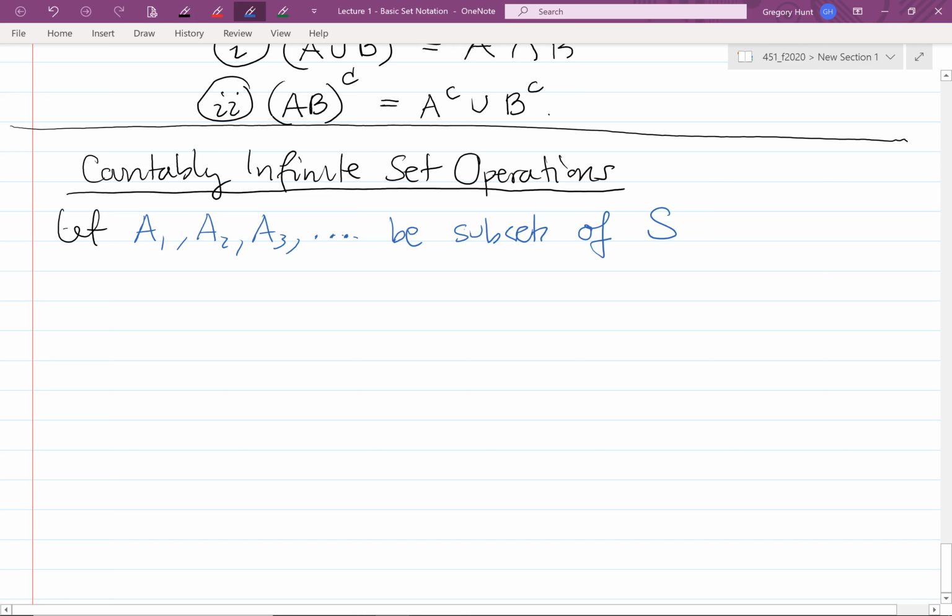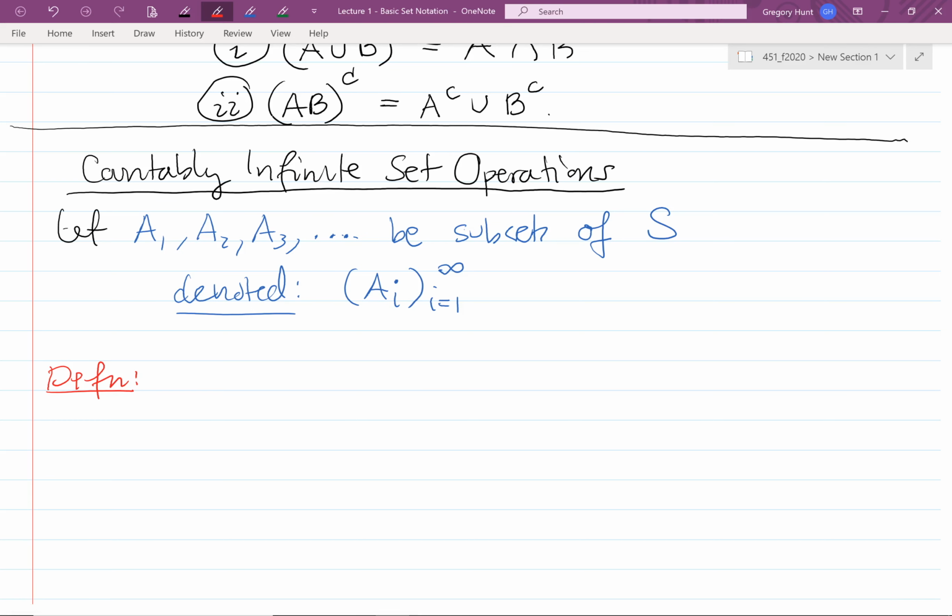So another way we can denote this collection of sets is, let's write it this way, bracket A sub I, I goes 1 to infinity. Okay, so it's an ordered collection of these A sub I. Now, if we had two sets, we could define the union of two sets. And we could iteratively take the union of these. But what if I want to take the union of all of them?